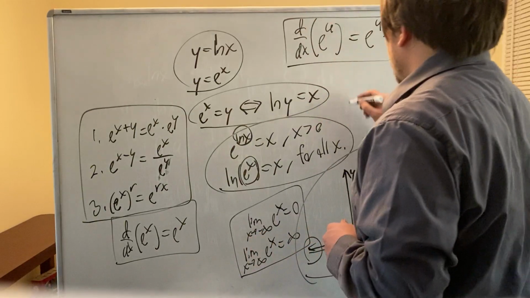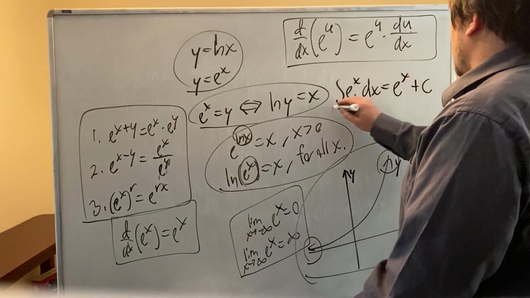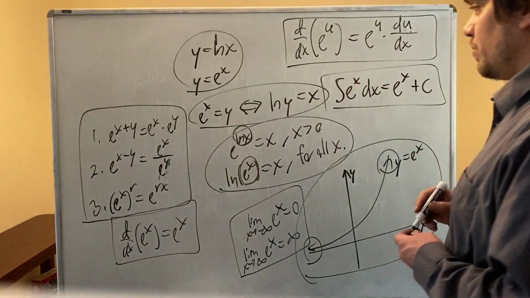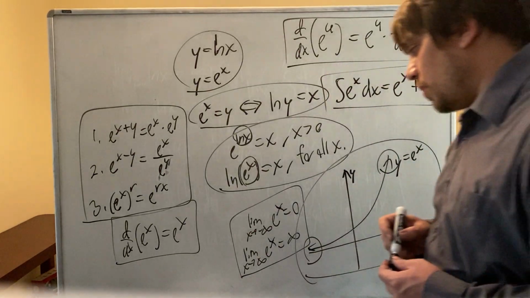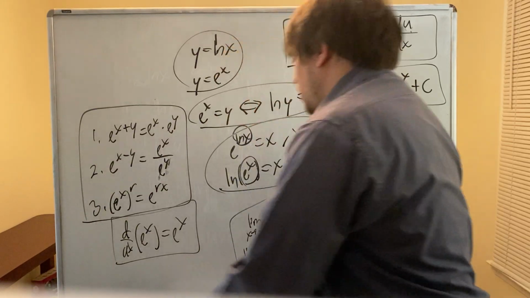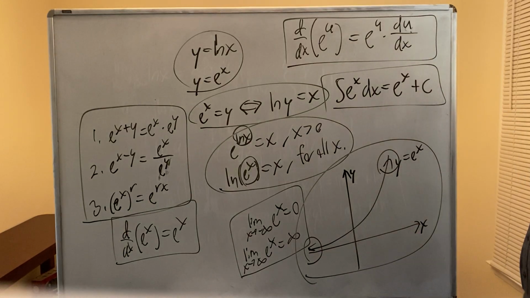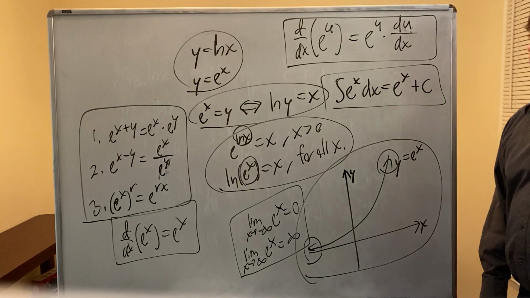Okay. Also, the integral of e to the x dx is equal to e to the x plus c. You need to know that also. These are 2 more equations you need to know. All right. And so that sums up 5.3. All right. Okay, so let's keep going.